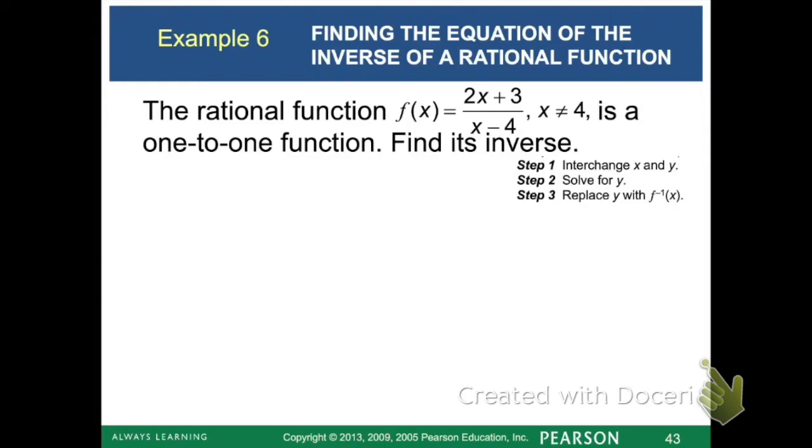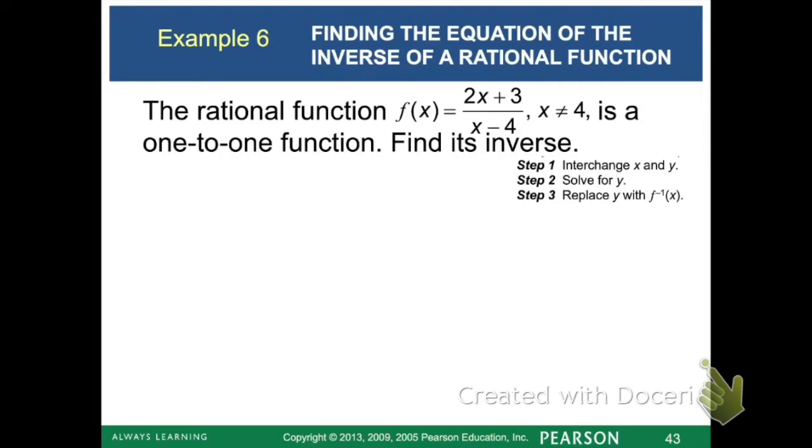Example 6, we are going to find the inverse of a rational function. So the rational function f of x equals this, for x not equaling 4, is a one-to-one function. So in this problem, they have already told us it's one-to-one. We don't have to worry about figuring that out. We're going to find the inverse.